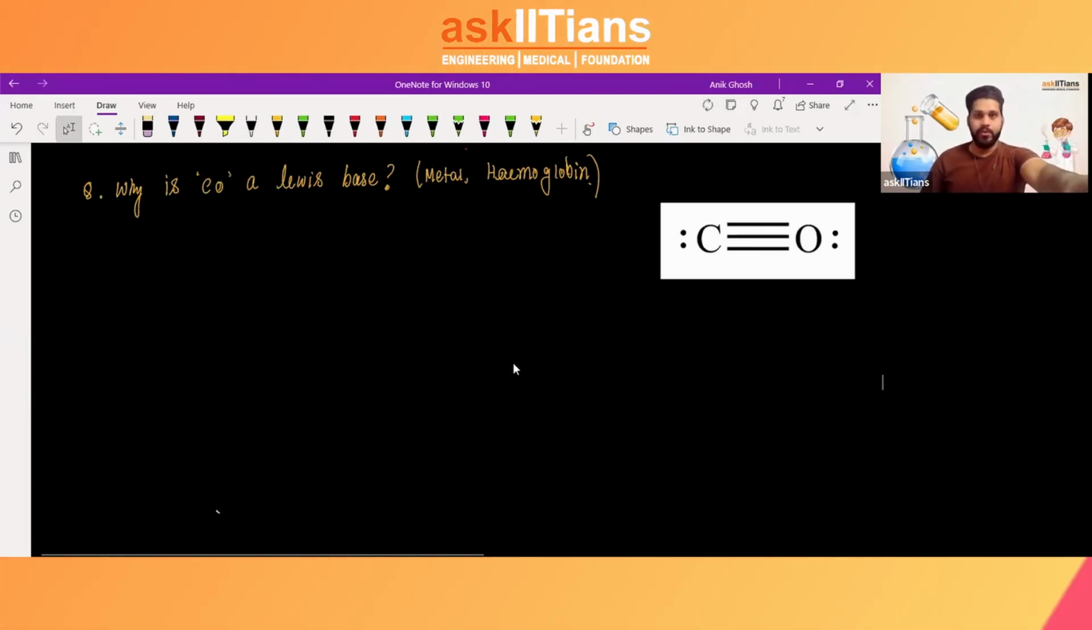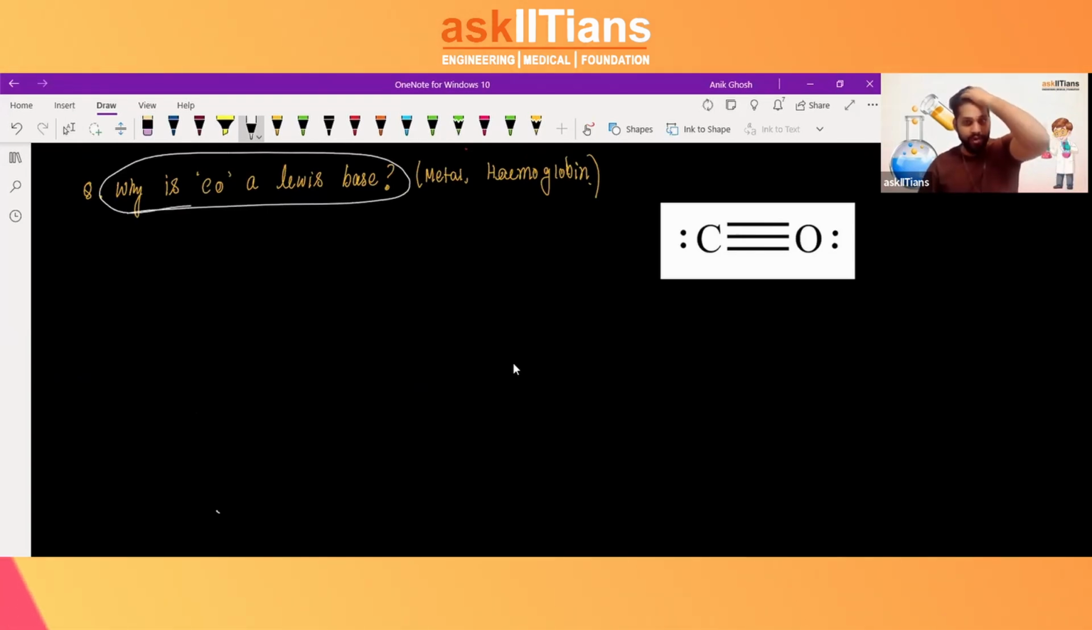Now the dangerous effect of CO. CO is a very good Lewis base, right? That we all know. What is making it a Lewis base? Because of this lone pair present on the carbonyl carbon. That is making it a Lewis base, or you can also call it a ligand. Same thing. Now how does CO work as a Lewis base?